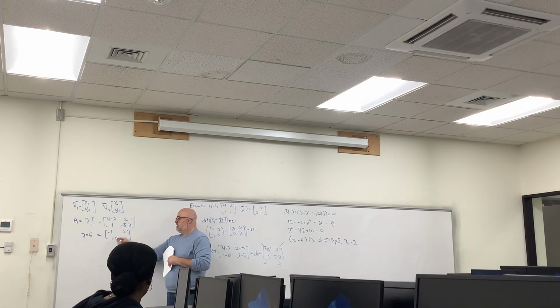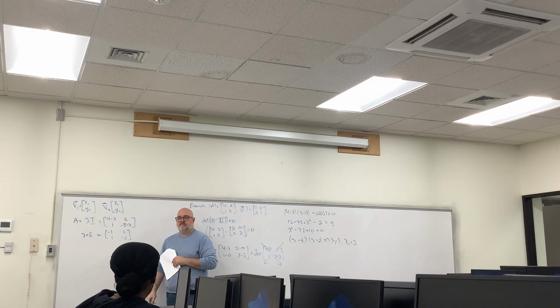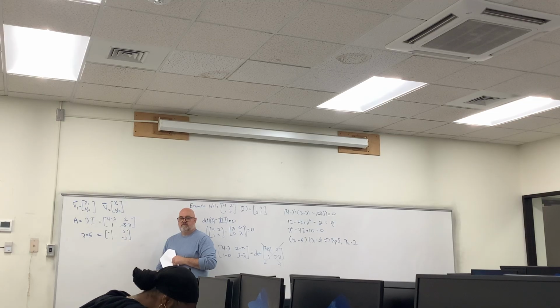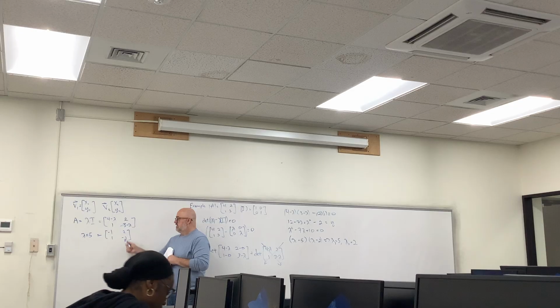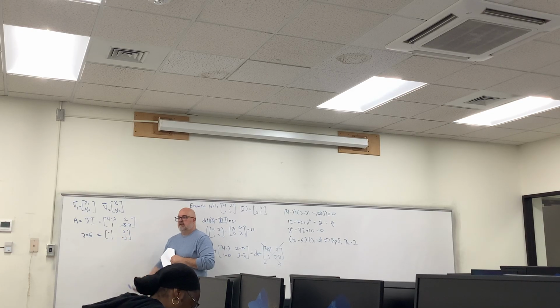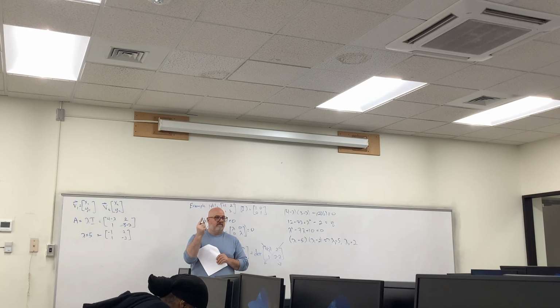Now, technically, these are my combinations of x's and y's. But what do you notice about this and this? This one isn't independent of this, right? This is just this multiplied by negative 2. There's actually only one vector represented here. You see that?